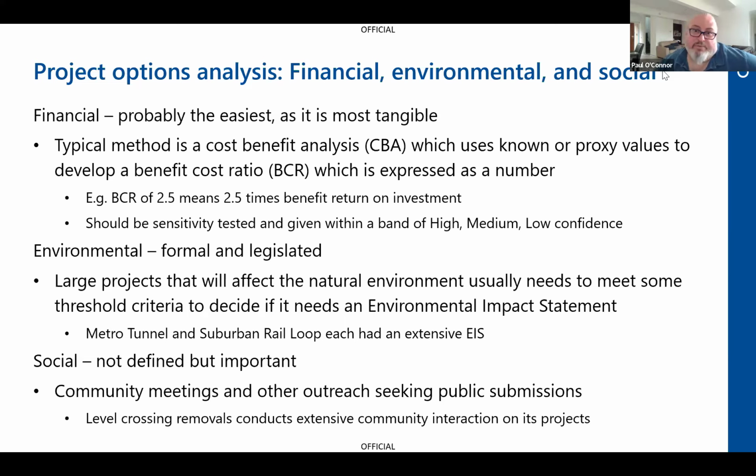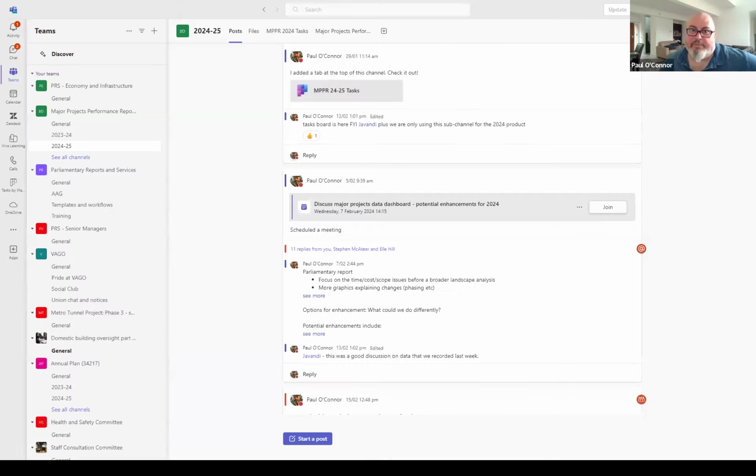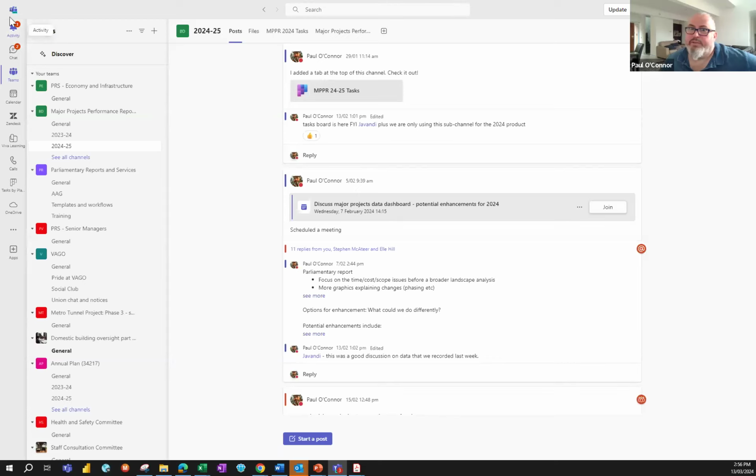And another example would be hydrology. The entryway of the Metro Tunnel is actually at Flemington, so South Kensington, and there's a known floodway there, and that floodway is.